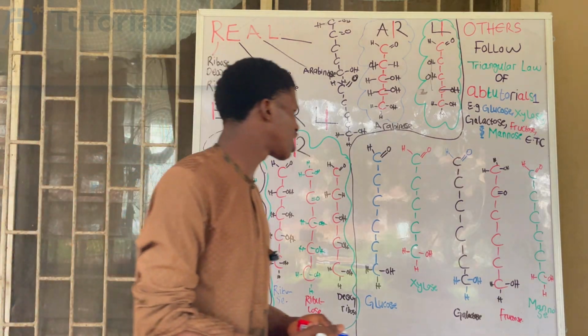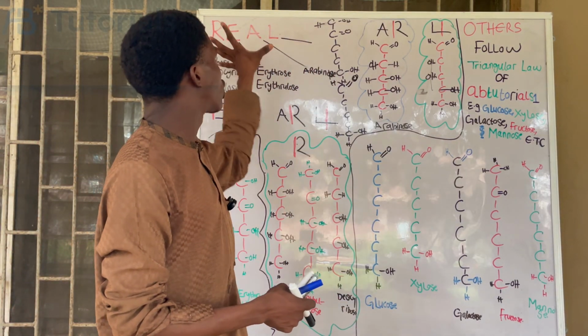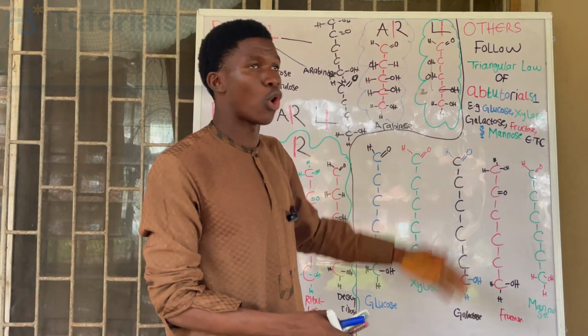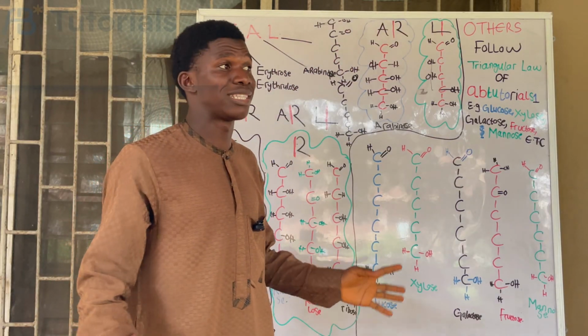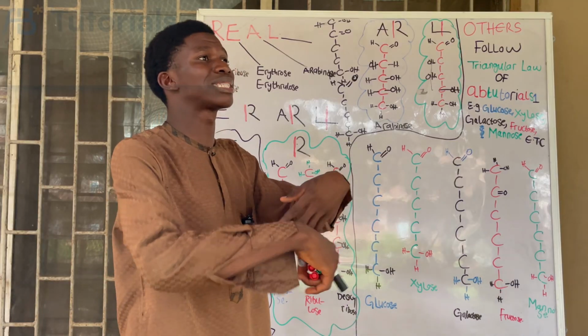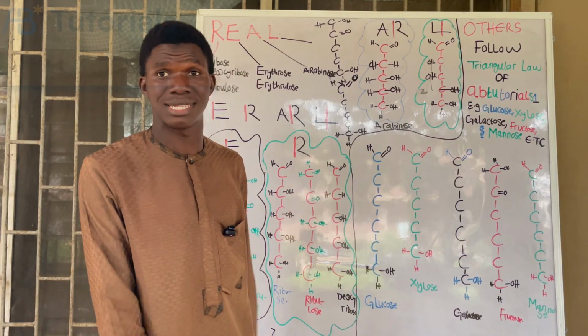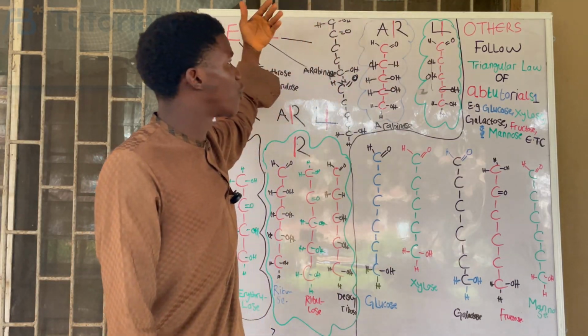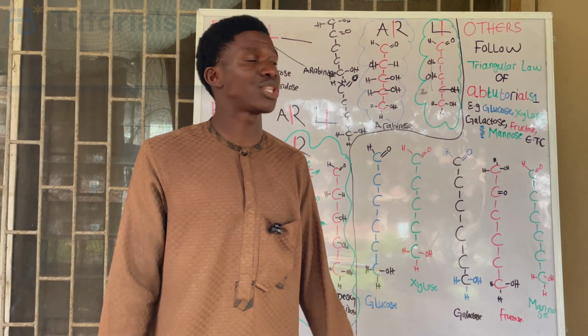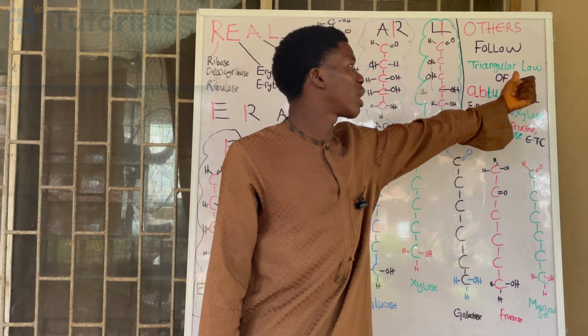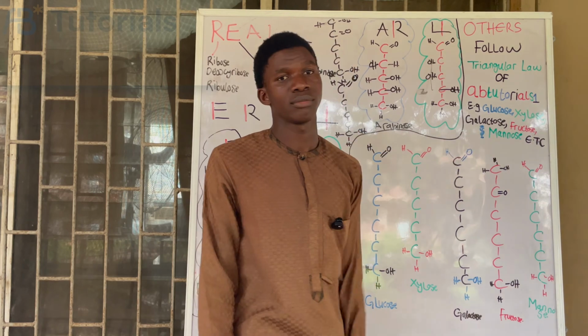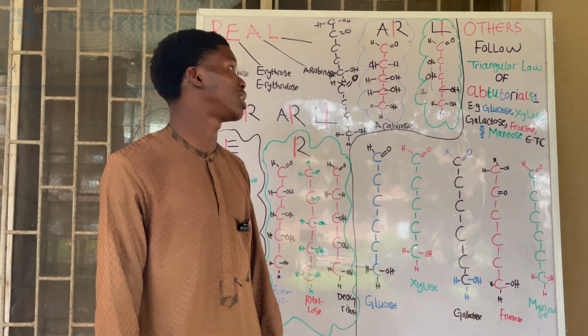So now the next thing for us to do is what? We are done with the ribose. Let us come to the others, that is glucose, galactose, fructose, etc. Anything apart from the ribose follows this law. And what is the law? Others follow the triangular law. We are going to see the triangular law now.